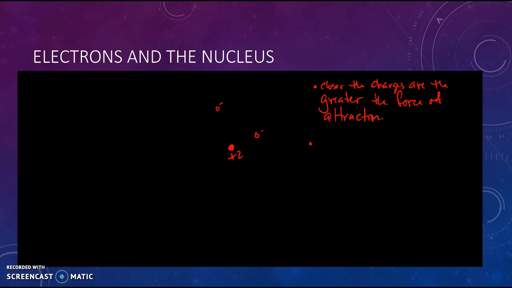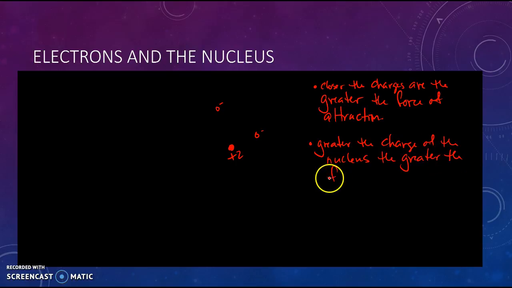And the other thing we know is that the greater the charge of the nucleus, the greater the force of attraction is going to be. Electrons will always have what we call a -1 charge. So if the nucleus has a big positive charge, those electrons are going to feel more pulled in towards it than if it had a smaller positive charge. Okay, so we're going to start with those two facts.